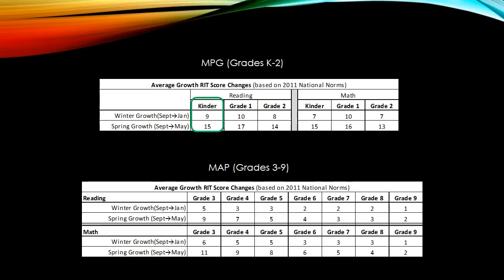MAP growth is interpreted exactly the same. Let's look at grade 4 math. From the BOY to MOY window, normal growth is 5 points. When looking from BOY to EOY, the expected growth is 9 points. Not all school districts give an MOY administration. That is why growth is always based from the BOY window to either the MOY or EOY windows.